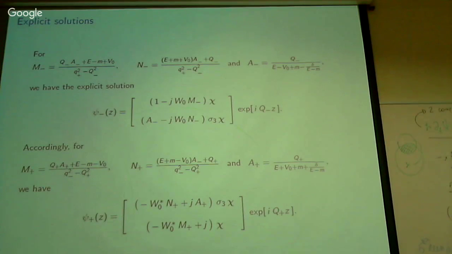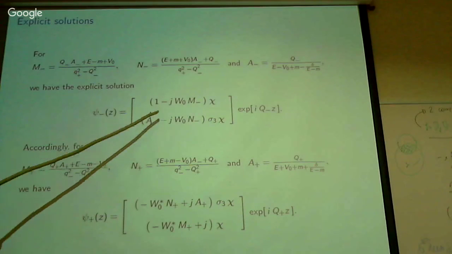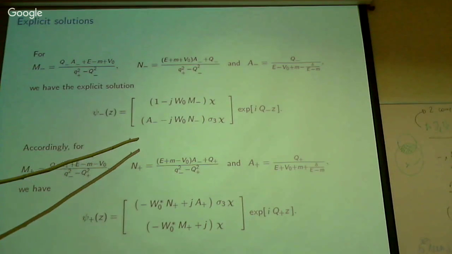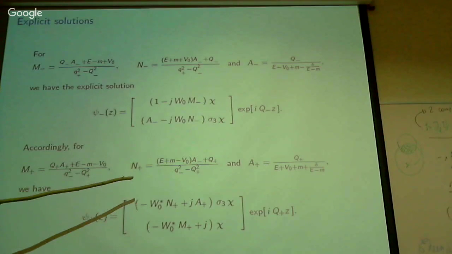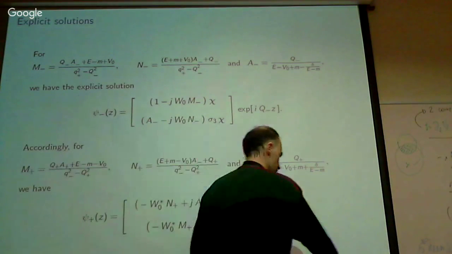I will write to you the explicit solutions. Psi minus, psi plus. In this case, we have this speed up. I have it here, but this guy is a spinor.